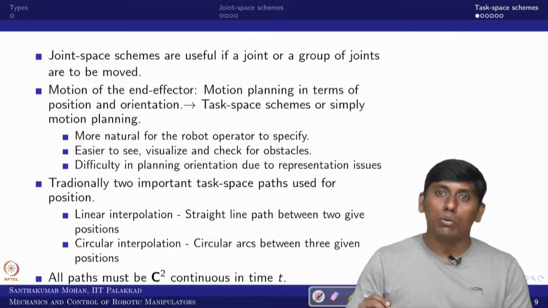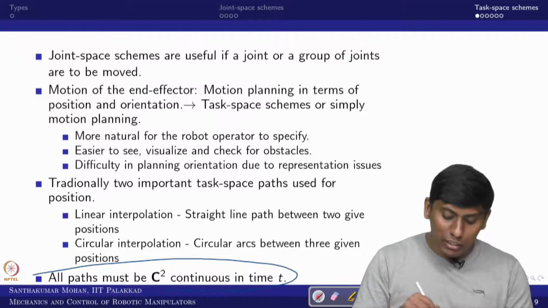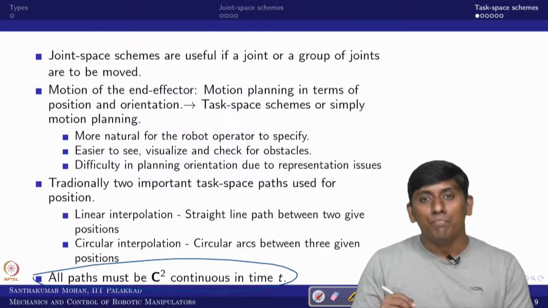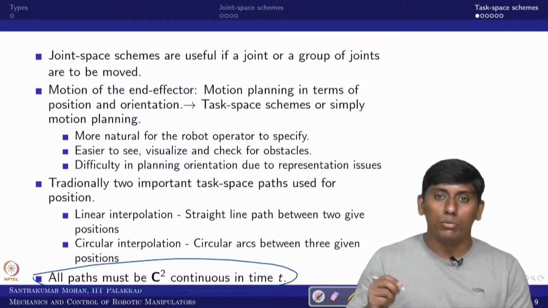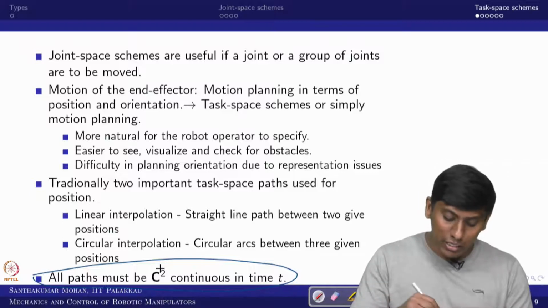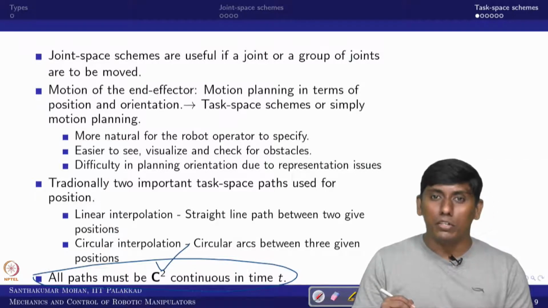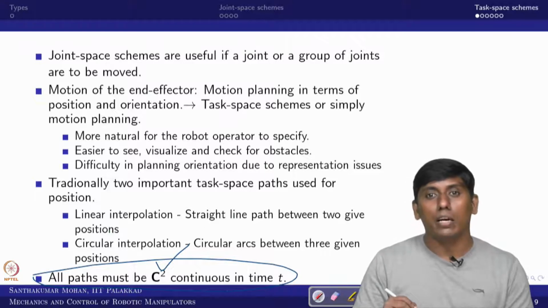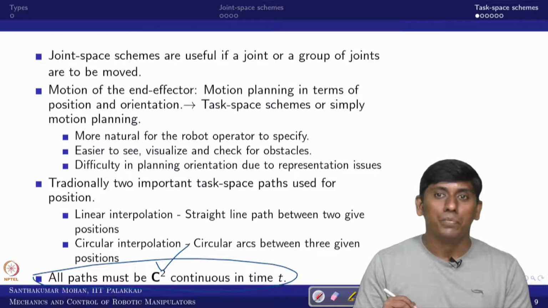So in that sense, one important constraint is that any path, whether it is a joint space trajectory or a task space trajectory, should be twice differentiable, which is nothing but C2 continuous. In the sense, the profile is smooth enough up to at least the acceleration level. So that is what we are trying to see.